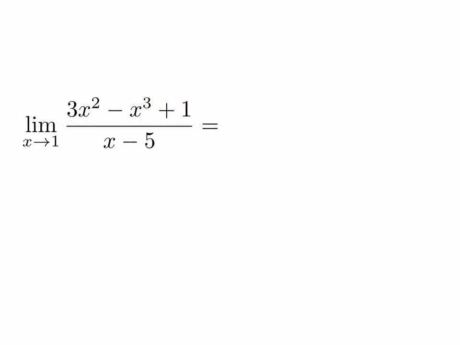Let's look at an example of the constant times functions. Just factor out the constant. The limit as x approaches 1 of 3x squared minus x cubed: you can take the limit of each of the pieces and then subtract their limits.